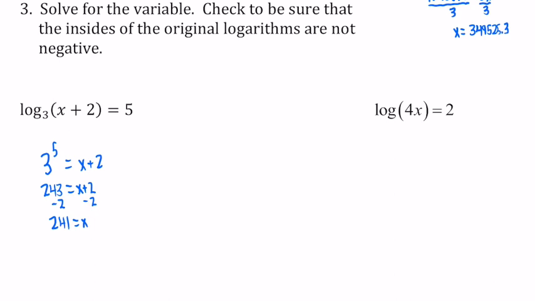When a logarithm is not written with a specific base, we can assume that the base is 10. So here we have the logarithm base 10 of 4x equals 2. And when we change this equation to exponential form, our base will be 10. The answer of the logarithm becomes the exponent of the exponential form, which is 2. And we have 10 to the second equals 4x. 10 to the second power is 100, so we have 100 equals 4x. Then divide both sides by 4, and we have 25 is equal to x.